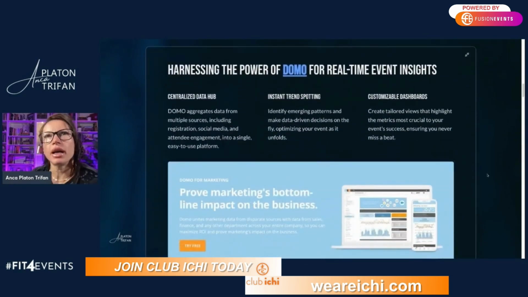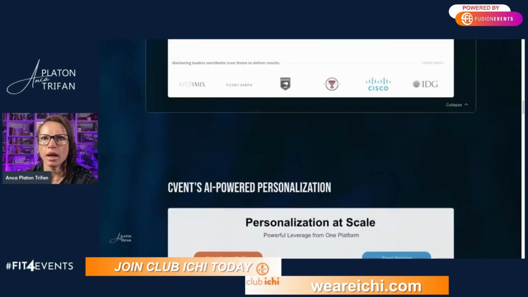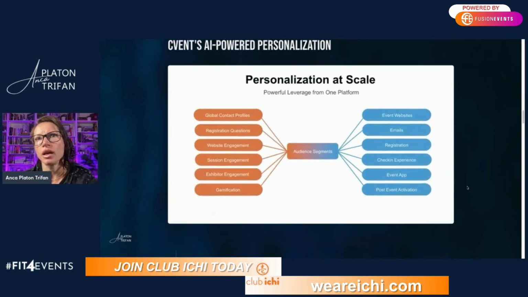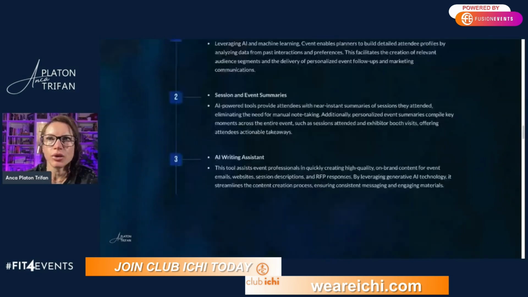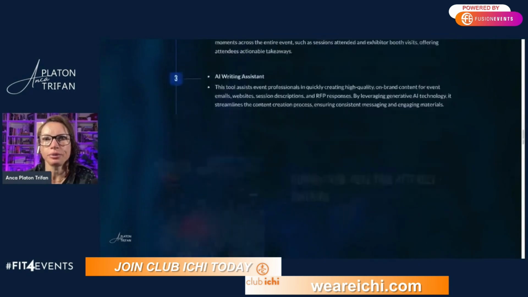Okay, this is actually a highlight of what Domo does in real time with real-time event insights and the type of data that it aggregates, including identifying emerging patterns and optimizations that are possible. That's that. And then we talked about Cvent's AI-powered personalization at scale, and that's something that they're looking forward to launching in 2025.